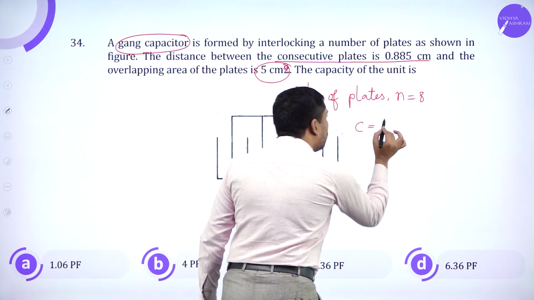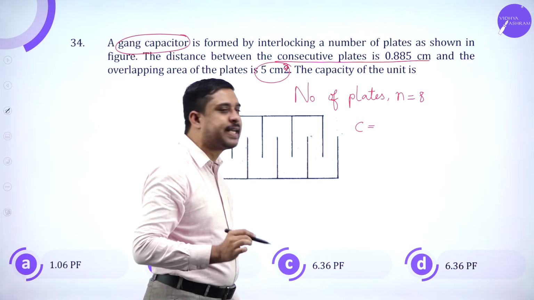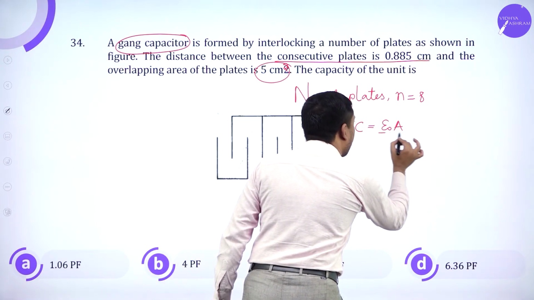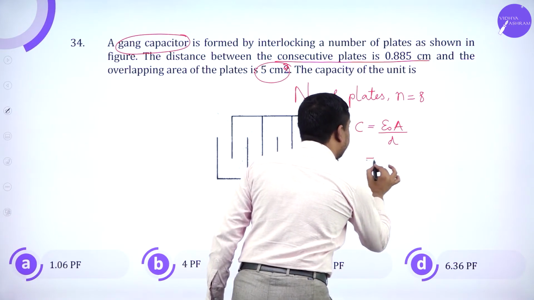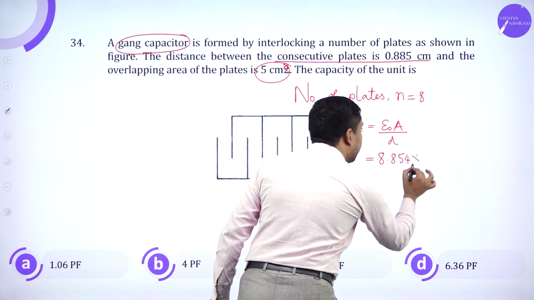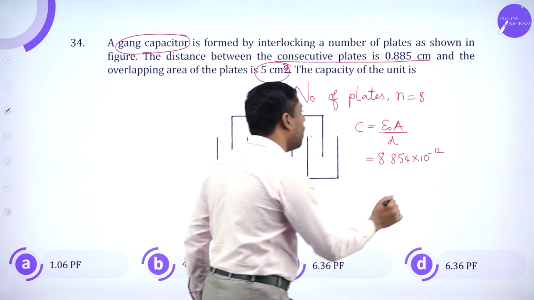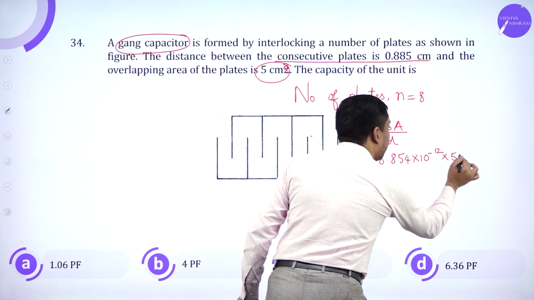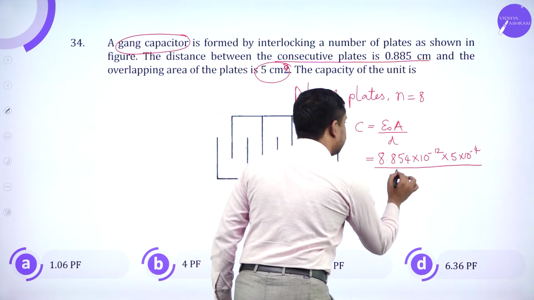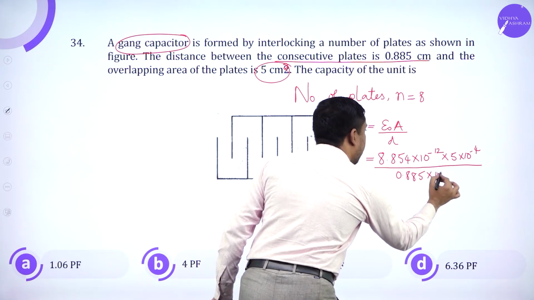So see, what is the expression for the capacitance of a parallel plate capacitor? C is epsilon naught A divided by d. Value of epsilon naught, 8.854 into 10 power minus 12, area 5 into 10 power minus 4, distance 0.885 into 10 power minus 2.